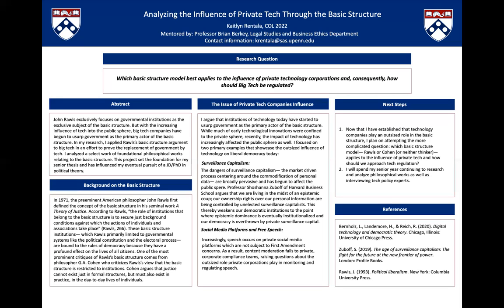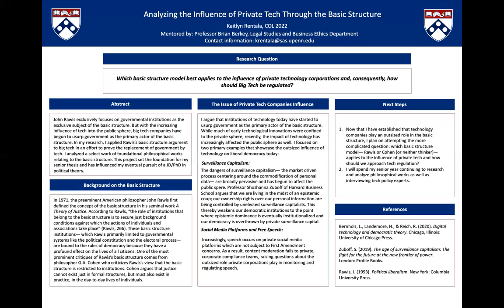Ultimately, this poses a really large question, which I'm really fascinated with, which is how should we regulate technology? Is it through the Rawlsian conception of justice or through the Cohen system of justice? And if we agree to one of those systems, how do we go about implementing that in day-to-day life or in practice?